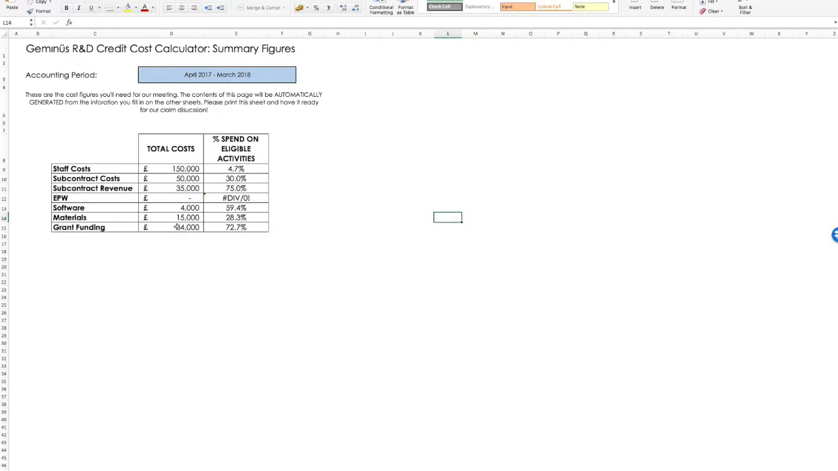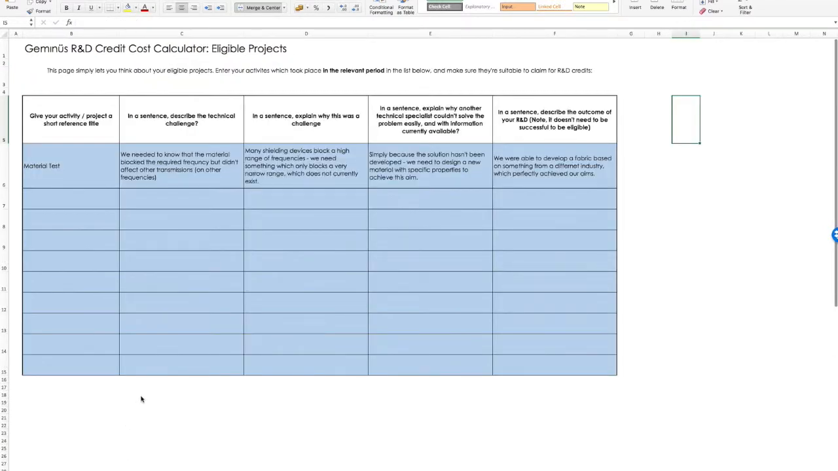All we need to do at this time is enter the dates of your accounting period in the top box here. So for the sake of this example, I've put in April 2017 to March 2018. That is all you need to do. You now move on to your projects.